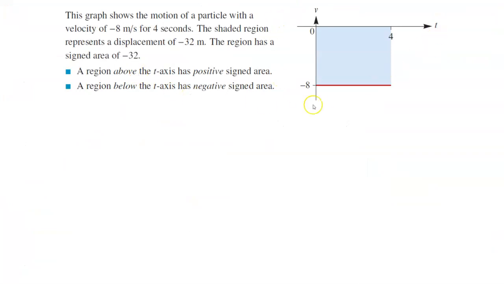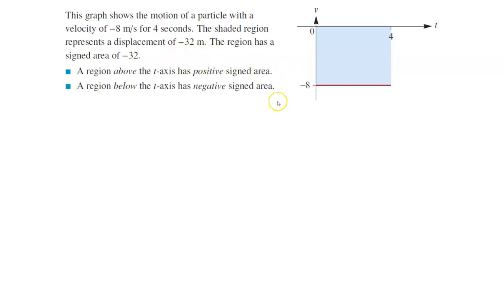Now, this velocity time graph here shows the motion of a particle with a velocity of -8 meters per second. Remember that what that means is it's moving to the left-hand side. The shaded region represents a displacement of -32 meters. That means the particle has ended up 32 meters to the left of where it started.